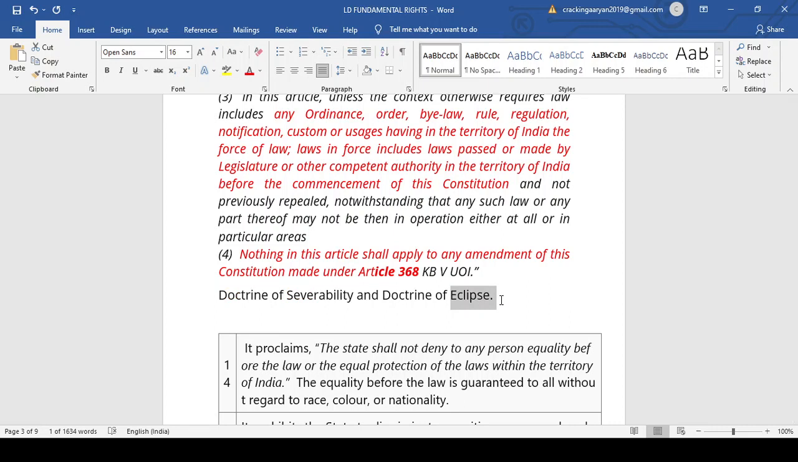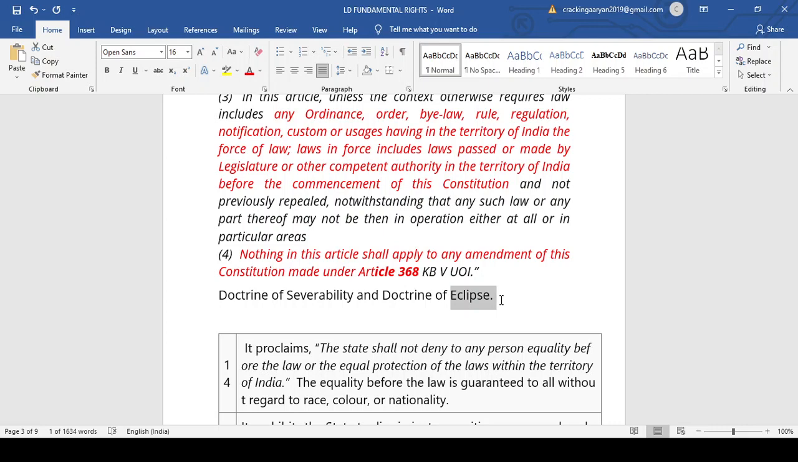It is held by the Supreme Court that any law which is inconsistent with the fundamental right, meaning an unconstitutional law, is not dead altogether. It is just overshadowed by the fundamental right, and it remains dormant.